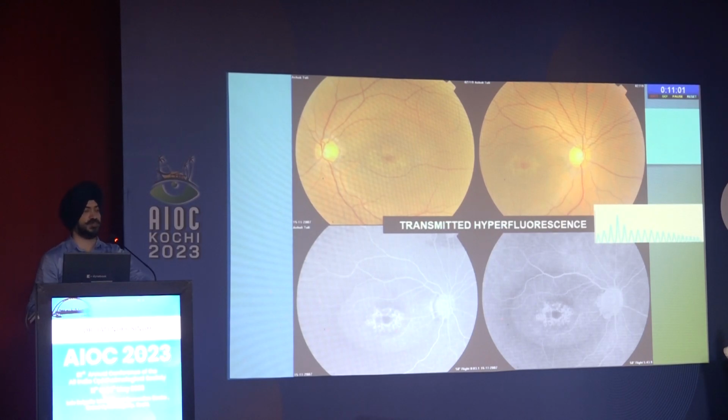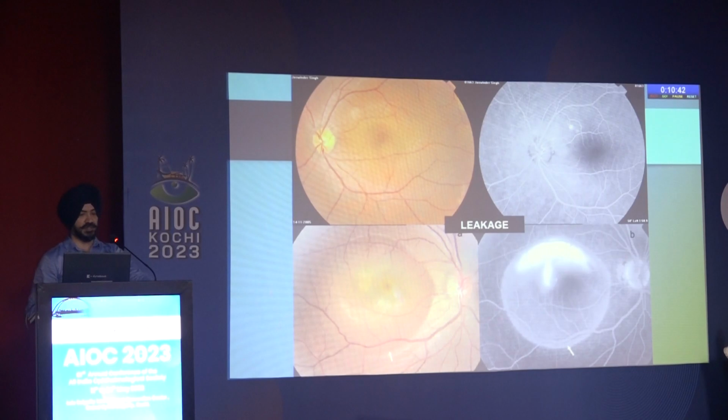We'll go one by one. This is transmitted hyperfluorescence. You see the window defects, and the pattern is similar to what we call crescendo decrescendo. As the dye increases in intensity, you will see the increase in the fluorescence, and it keeps dropping down and goes to the least in the late phases. These are the leakages. This is a typical smokestack leak seen in case of CSR. Initially, you would see a very small dot, and it would rise from this. And this dye gradually starts pooling in the neurosensory detachment, with the hyperfluorescence most intense at the periphery.